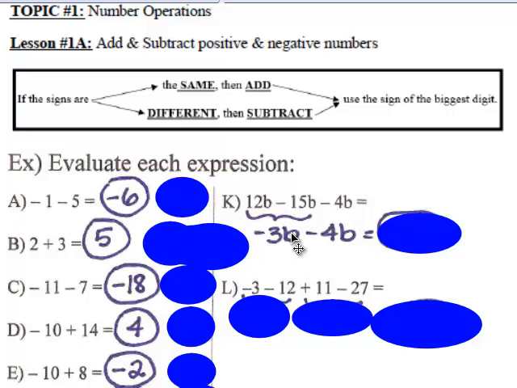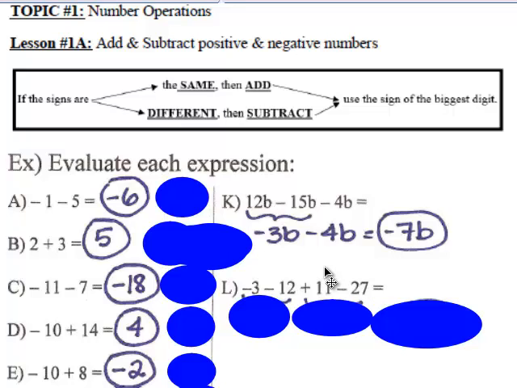Now that I have these 2 terms, signs are the same, so you're going to add, it would be 7b, and it would be the sign of the biggest, which would be -7b, sorry.